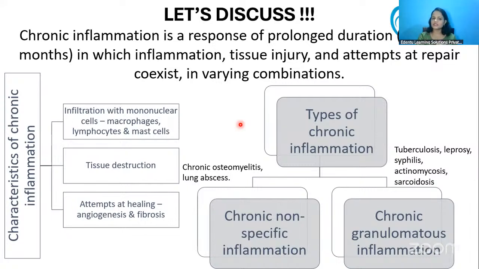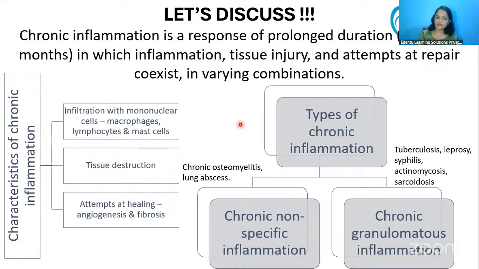The next one is some kind of tissue destruction or tissue injury, seen in the form of maybe necrosis. Okay. And then the third one is the attempt at healing. Okay. There will be angiogenesis, that is blood vessel formation, and fibrosis. Lots of fibers will also be seen. So these are the three features of chronic inflammation.